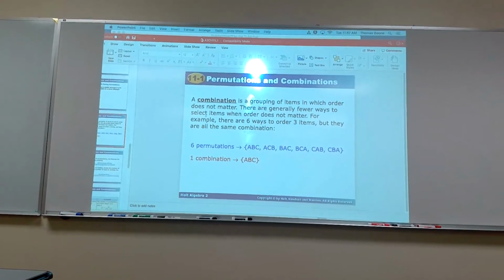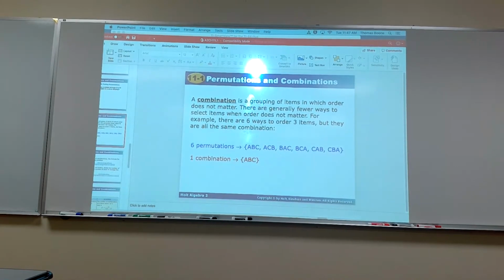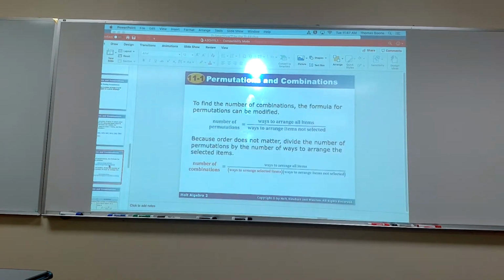All right, now let's talk about a combination. Combination, notice the difference. Combination, the order doesn't matter. I'm just picking 3 people. So ABC is the same thing as BAC, CAB, whatever it is. So with combinations, there's going to be a lot fewer options because the order does not matter. So once again, we'll show you how to go through some of those.